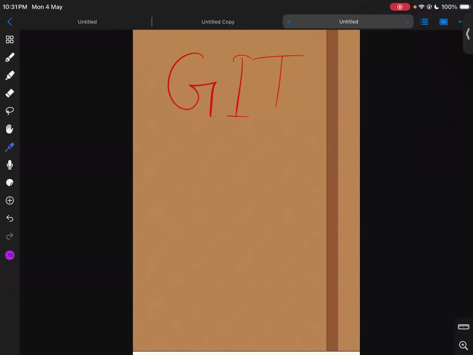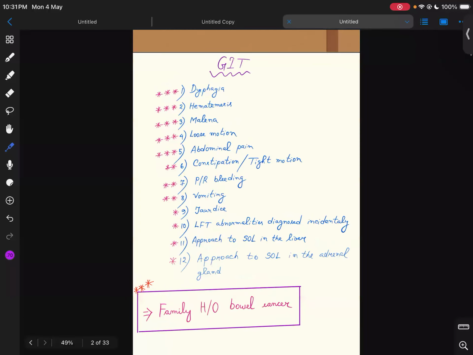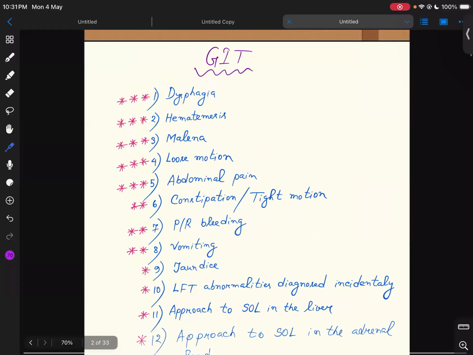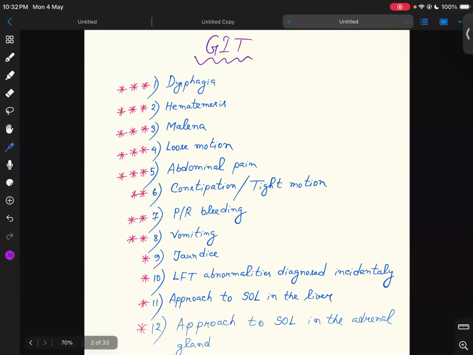So let's start again with the GIT prompts. Today we're going to discuss the approach to each of the GIT prompts. Among the GIT, if you notice the last 3.5 or 4 years period, you will see these prompts are coming. Among them, we are going to discuss today dysphagia, hematemesis or blood vomiting, melena or black tarry stool, loose motion, abdominal pain.